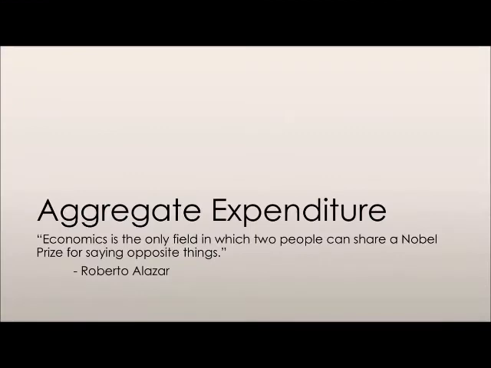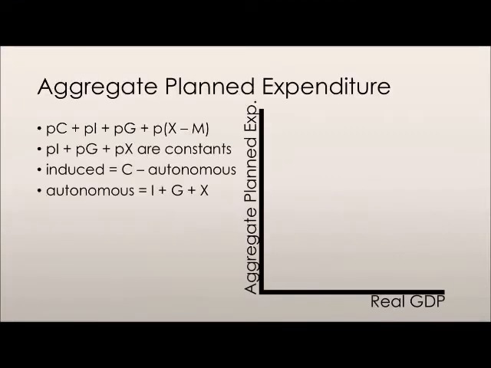Let's move on and talk about aggregate expenditure. To calculate planned expenditure at any given real GDP, the expenditure components that we talked about earlier must be added together. So we have planned consumption, planned investment, planned government spending, and planned exports minus imports. You add those together and you can calculate planned expenditure at a given level of real GDP. The aggregate expenditure curve is plotted comparing planned expenditure on the y-axis with real GDP on the x-axis.